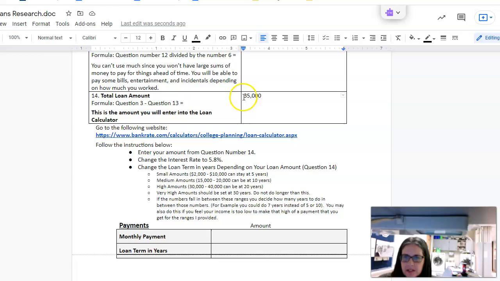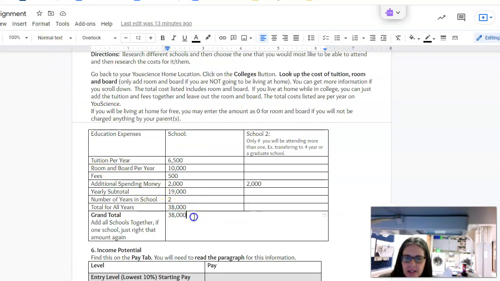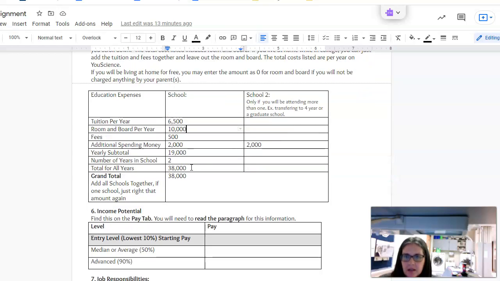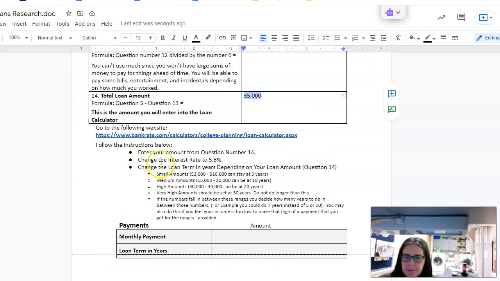Okay, from here, so this means this is my total amount that I would have to get loans for. Notice on here, I'm having to have a lot higher loans because I'm choosing to like have room and board and not live at home. If you live at home, you'd save like $20,000 for within that 2-year time period. It's a lot of money. So I'm just going to keep that in mind.